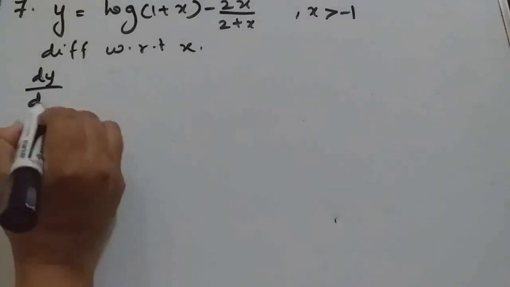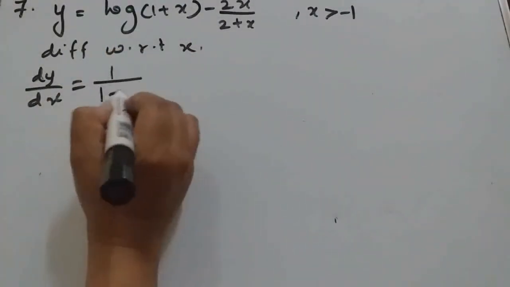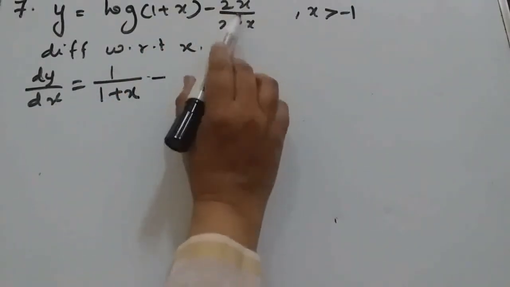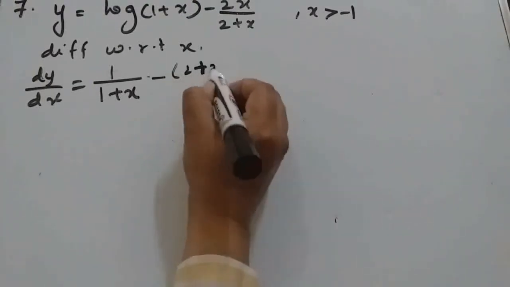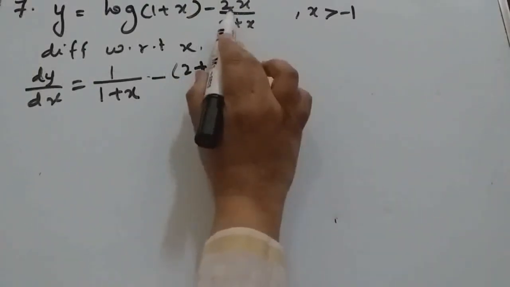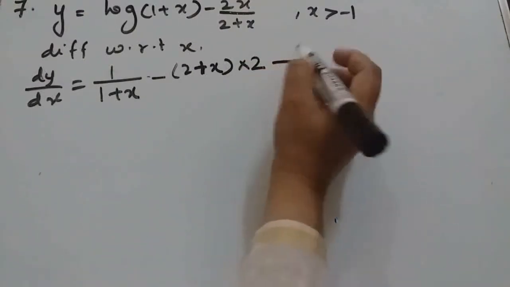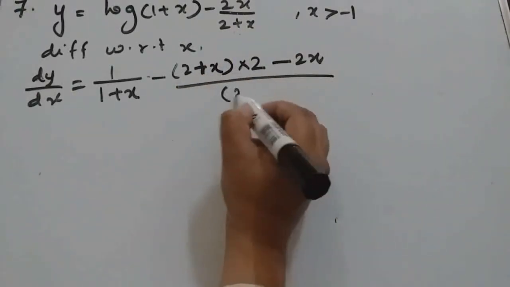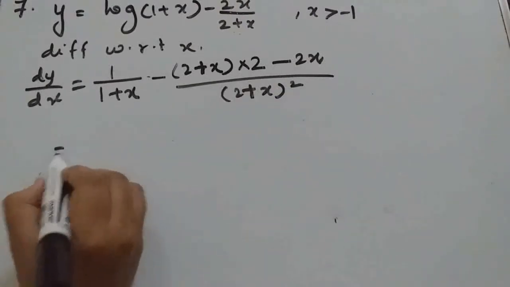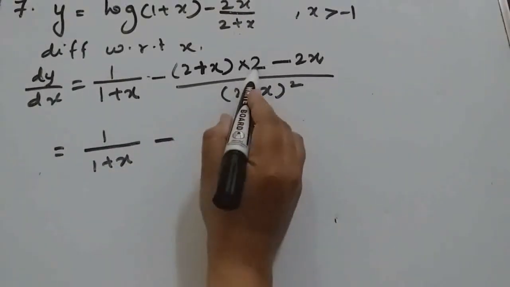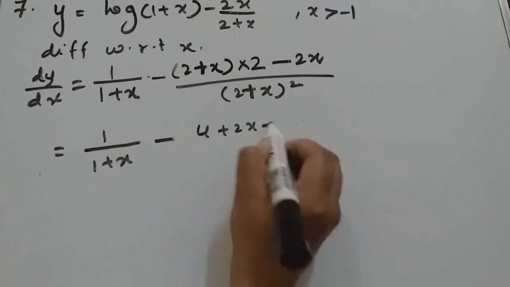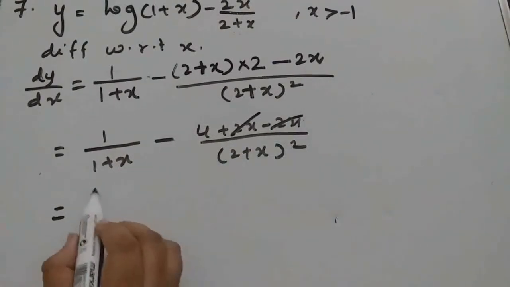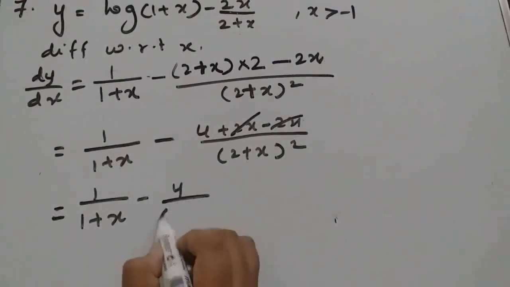So dy by dx will be, derivative of log means 1 by 1 plus x, and derivative of 1 plus x means 1. And here quotient rule we can apply. So denominator same, derivative of the numerator, that will be 2, minus numerator same, derivative of denominator, that will be 1, divided by denominator square. Now here 4 plus 2x minus 2x, 2 plus x square, so 2x will go. Okay, now we will do cross multiplication or LCM.